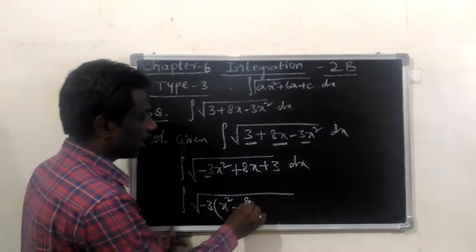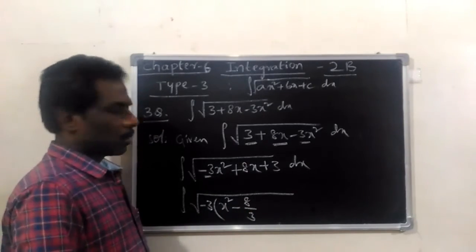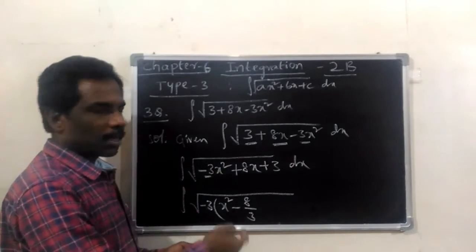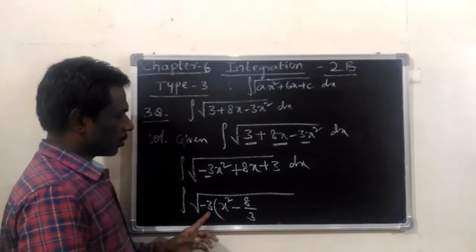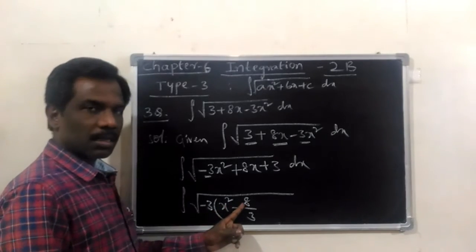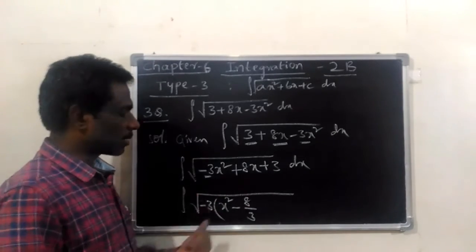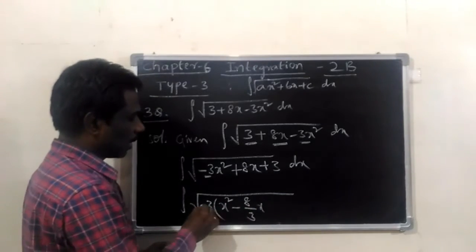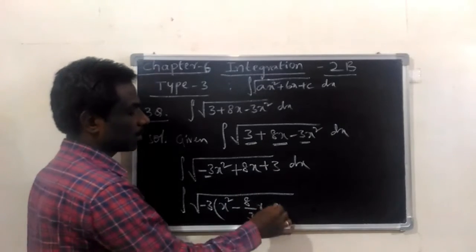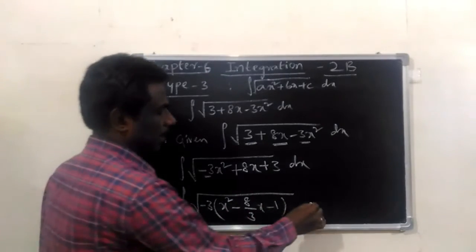In 8, 3 is not there. Then we can write that is 8 by 3. If there is no that number, then we can write by and that number. So 3 is not present in 8, so from 8 we can't take 3 as common. That's what I wrote, by 3, and write x as it is. And minus into minus is what? Plus 1 dx.